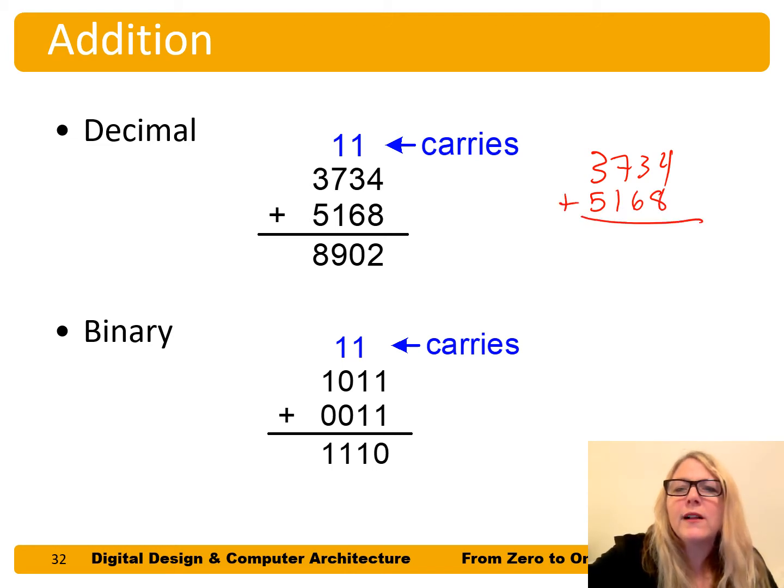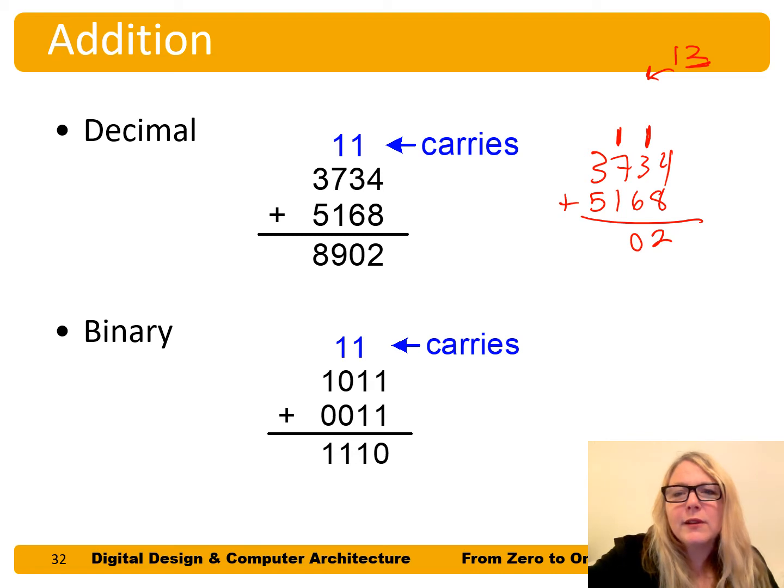4 plus 8 is 12. Well, 12 doesn't fit in a single decimal digit. So we're going to take the least significant digit, 2, and put that in our sum and carry out that most significant digit because it really belongs in the tens column anyway. So we carry it over to the next column and we get 6 plus 3 is 9 plus 1 is 10. Again, carry out that most significant digit of that result.